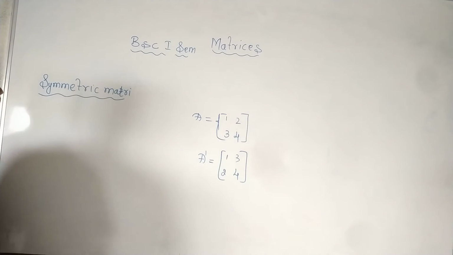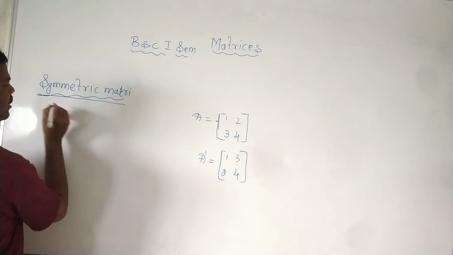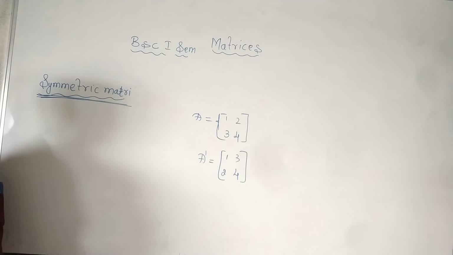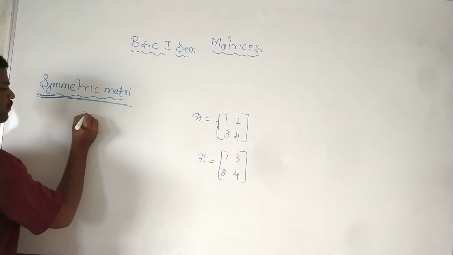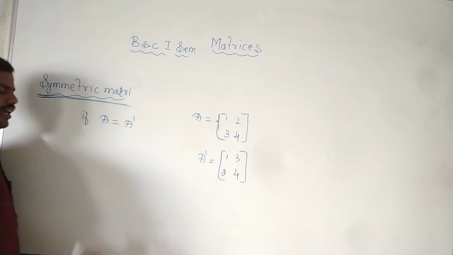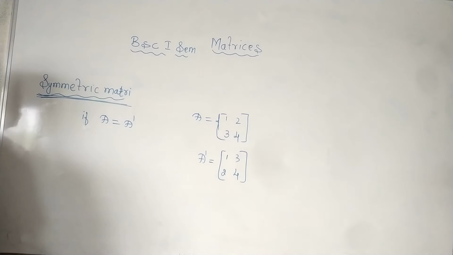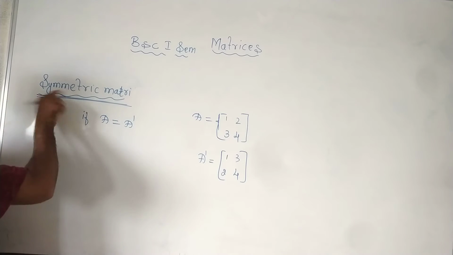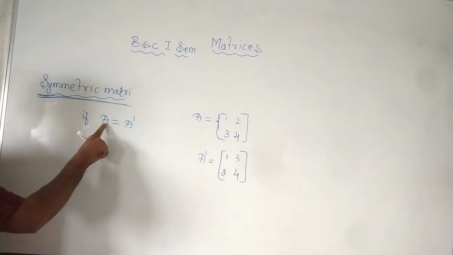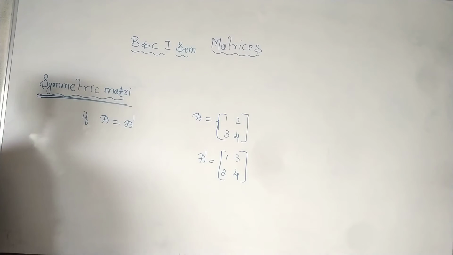So next, for our syllabus we have to discuss the square matrix, the symmetric matrix. A matrix A is said to be symmetric if A equals A transpose. Only when A equals A transpose do we say that the matrix A is a symmetric matrix.